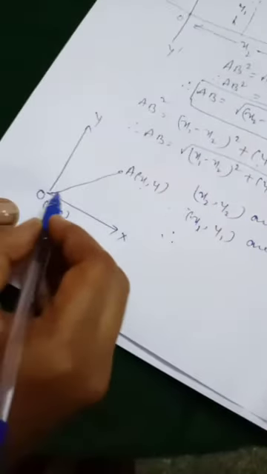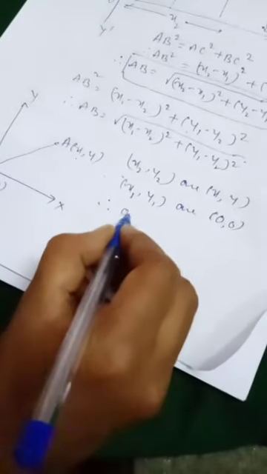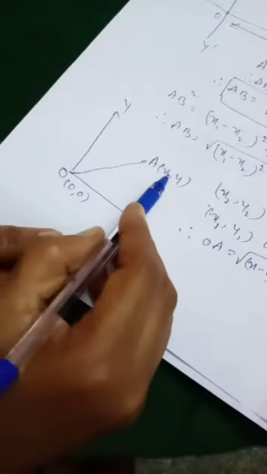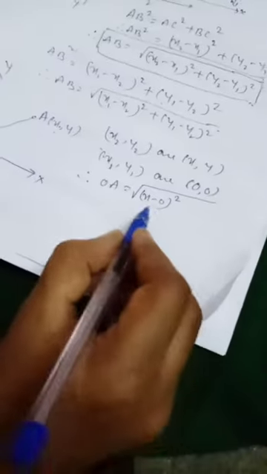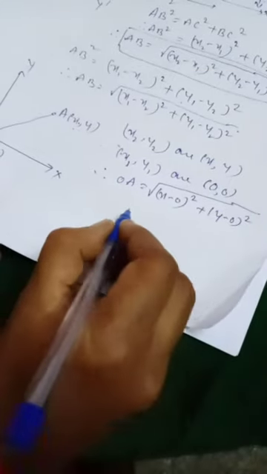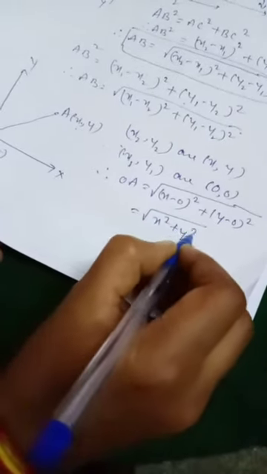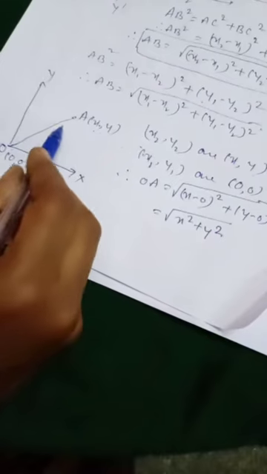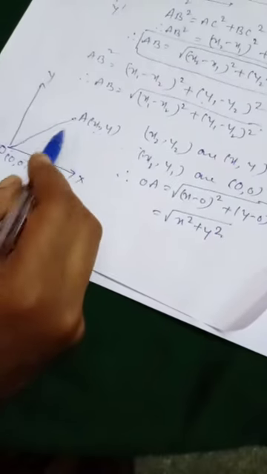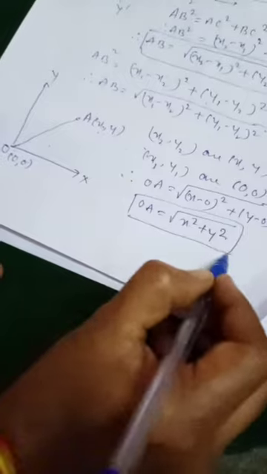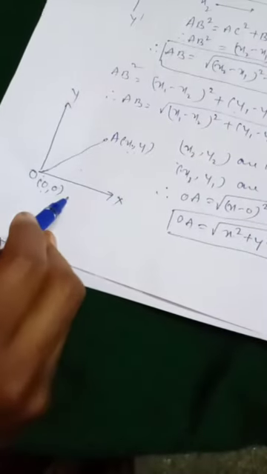Therefore the length OA is equal to the square root of x minus 0 whole square, that is x2 minus x1, plus y minus 0 the whole square, that is y2 minus y1. So this is nothing but x square plus y square. So if the line segment starts from the origin, its length will be the square root of x square plus y square, that is OA is equal to the square root of x square plus y square when the origin is 0 and 0. Understood?